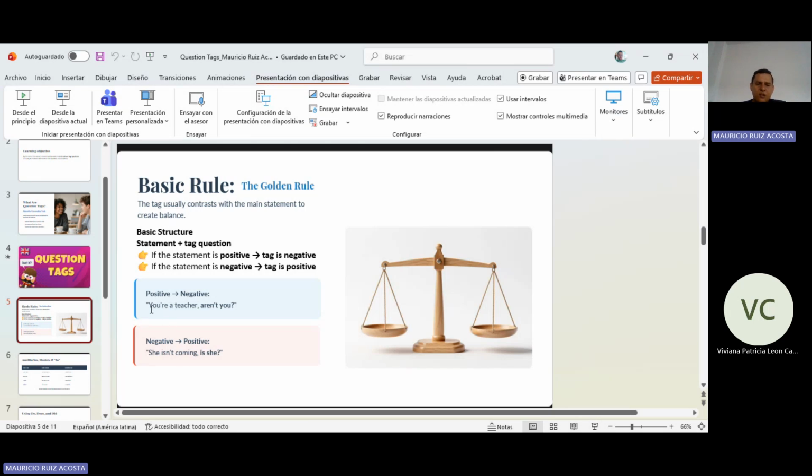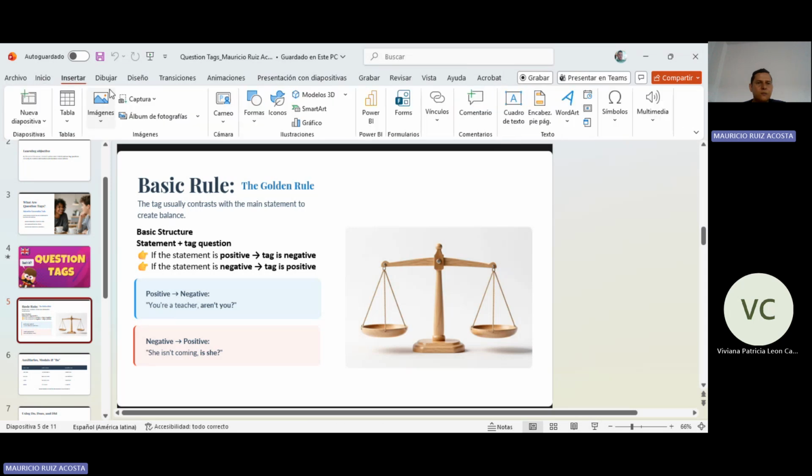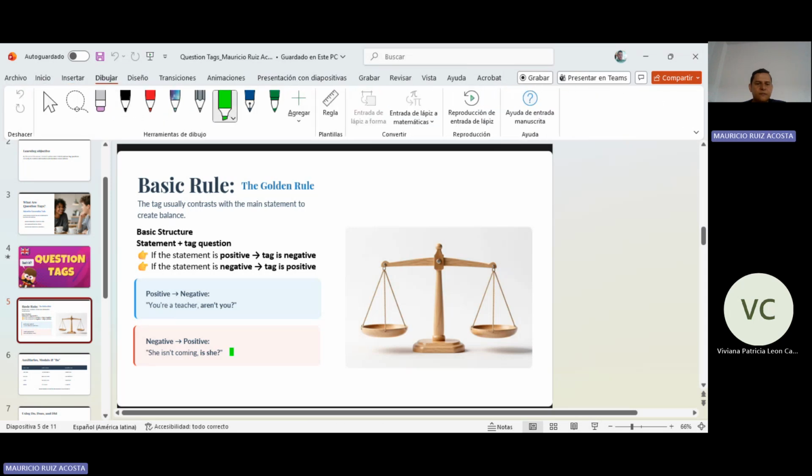Here we have one example. You are a teacher, aren't you? The first part, you are a teacher, is in a positive way. Then the tag question, aren't you, is in a negative way. When the statement is in a negative way, for example, she isn't coming, then the tag question is in a positive way. It's she.